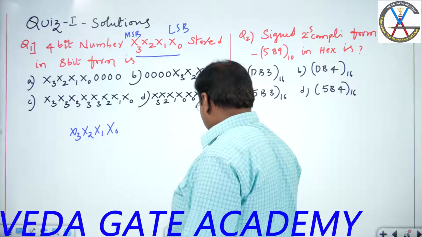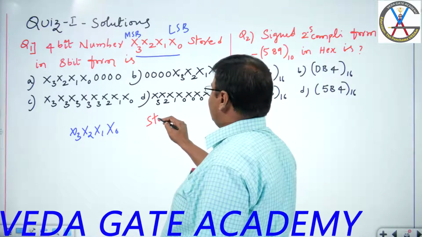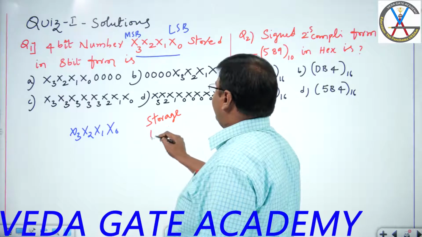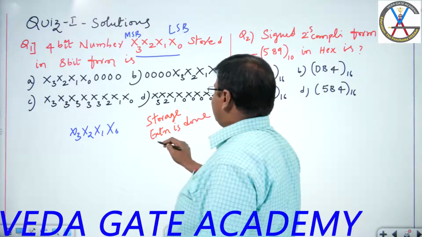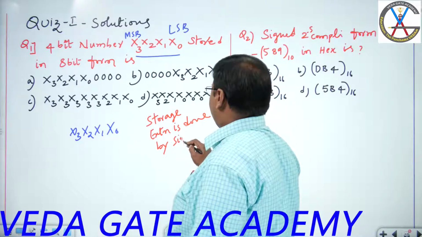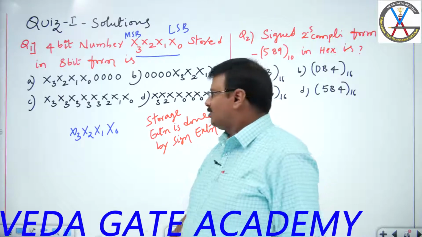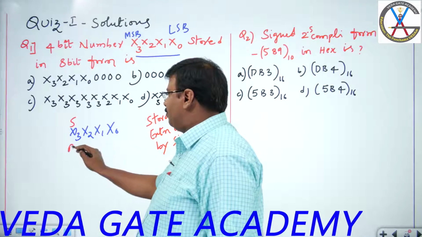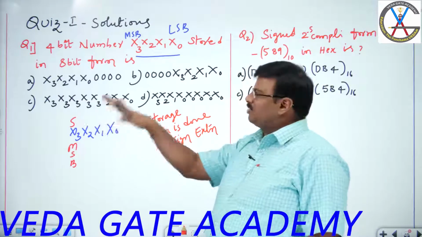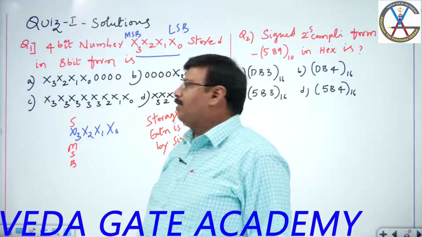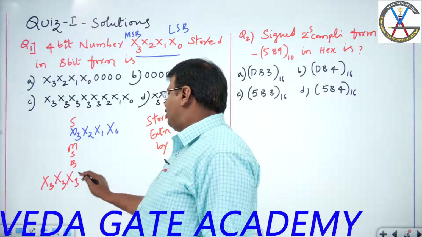So the fundamental base is storage extension is done by sign extension. Storage extension is done by sign extension. So, sign is x3, right? MSB, most significant bit. So, any number of bits extending with a sign is what storage extension is. So, he is asking 8-bit now. So, x3, x3, x3, x3.